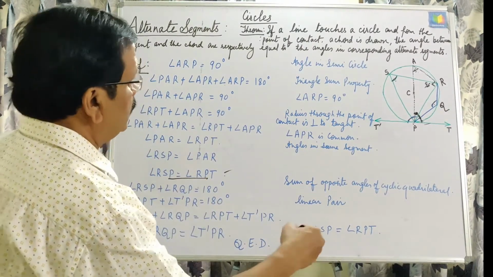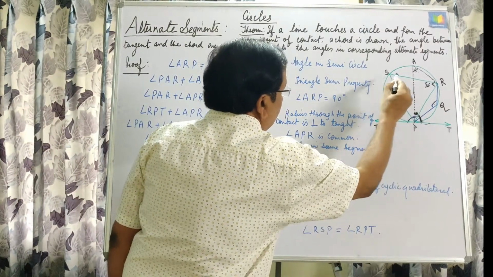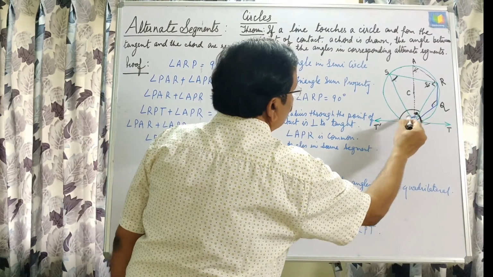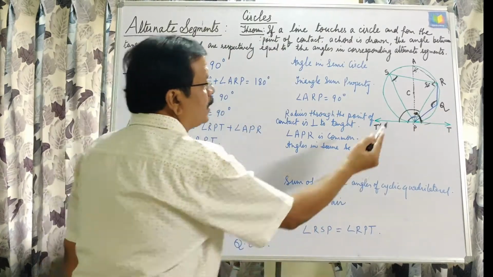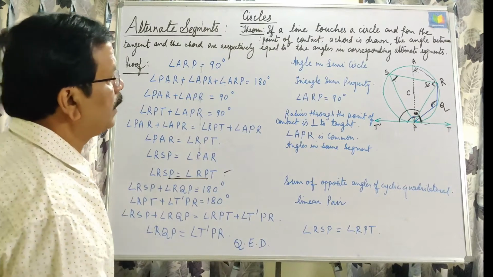Now for the second part, that is if this angle is equal to this, then the angle in the other segment will also be equal to the angle in the alternate segment of this one, because both the segments are alternate to one another.